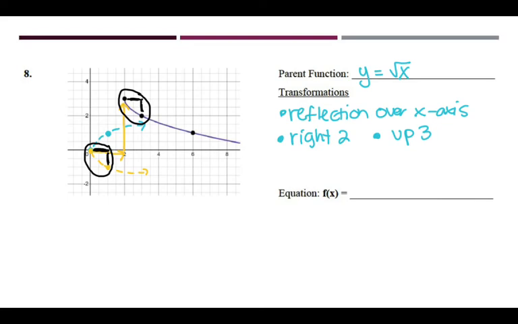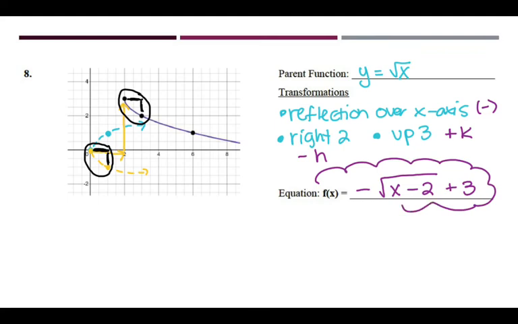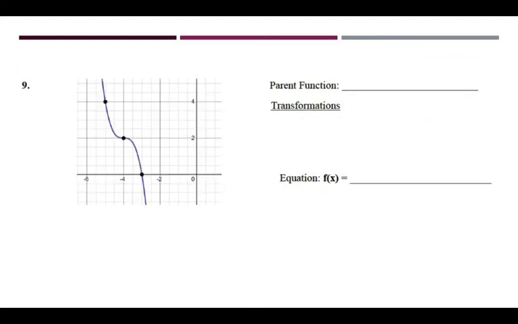So a reflection over the x-axis means I'm going to have a negative in the front. To the right 2 is a minus h, and up 3 is a plus k. So f of x equals negative square root of x minus 2, plus 3. And there we go.